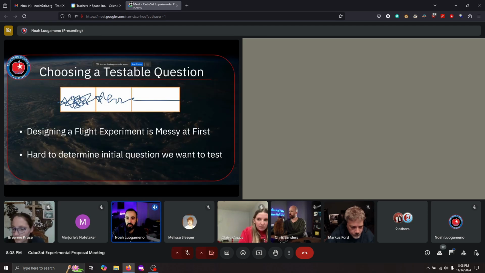So, choosing a testable question. See this image here. This is kind of what the process looks like. At first, it might be really crazy and convoluted. You might have lots of different ideas from your students. And the goal is to kind of narrow it down. And towards the end of the process, it should be a pretty straightforward thing that you're working on.